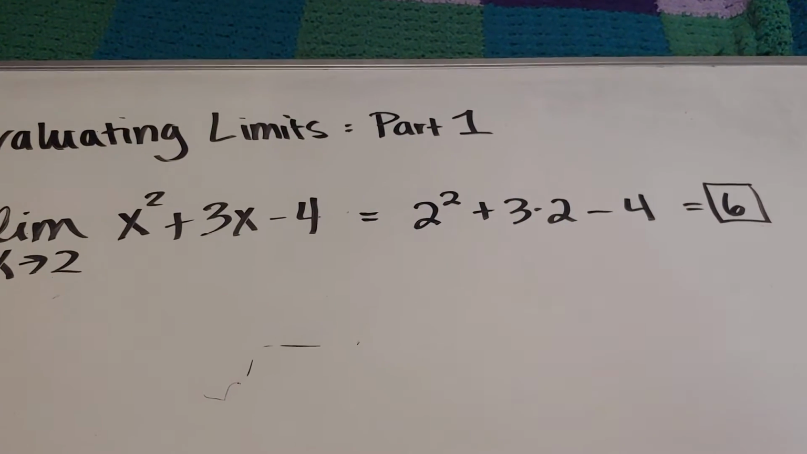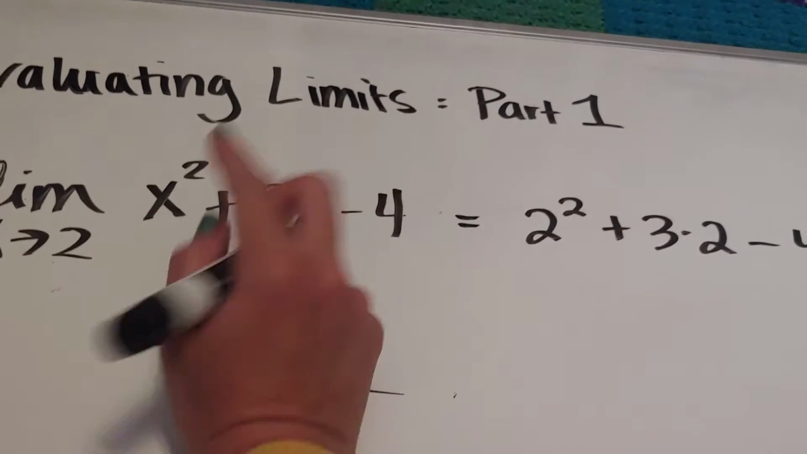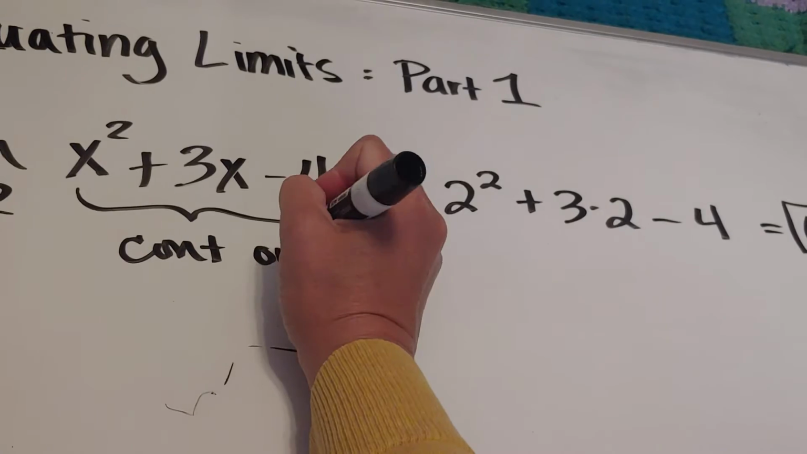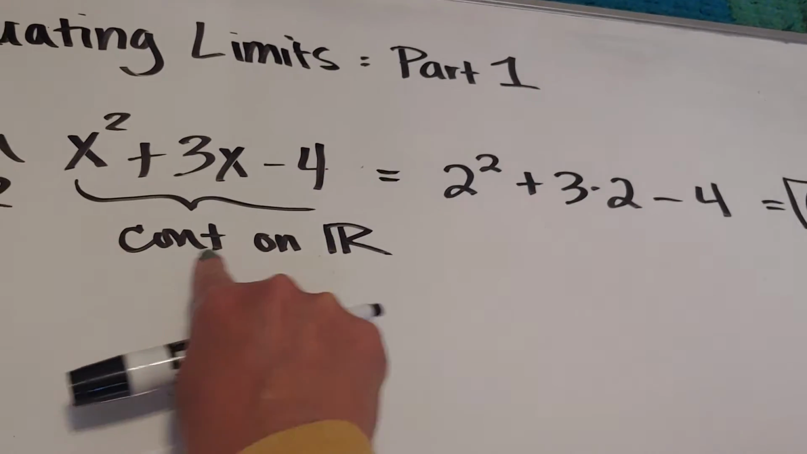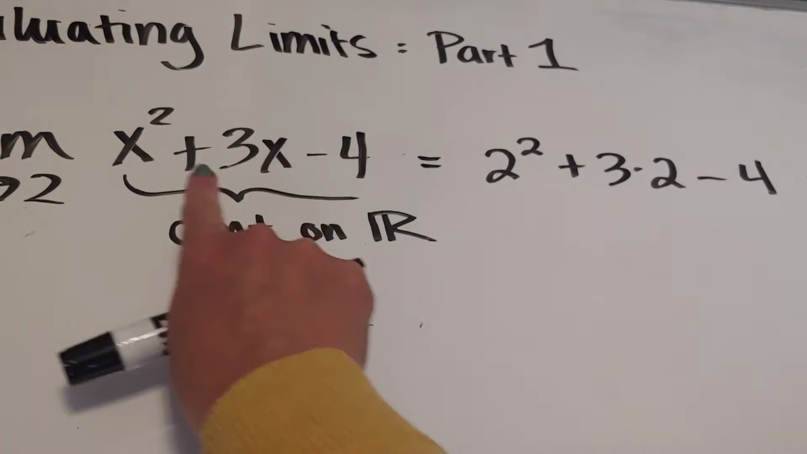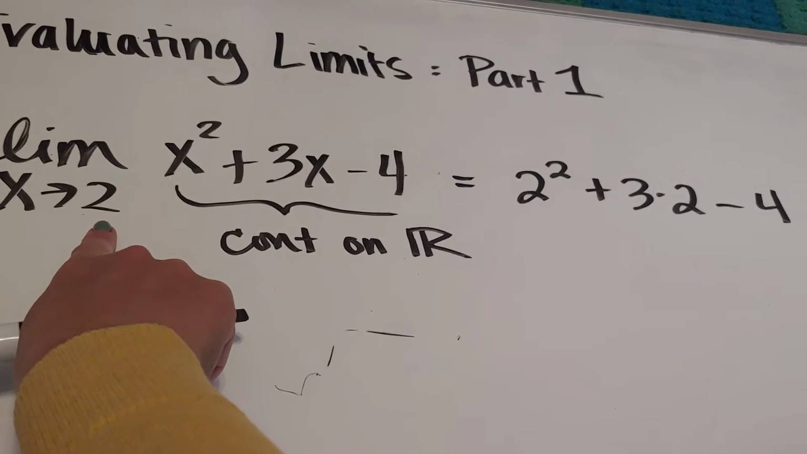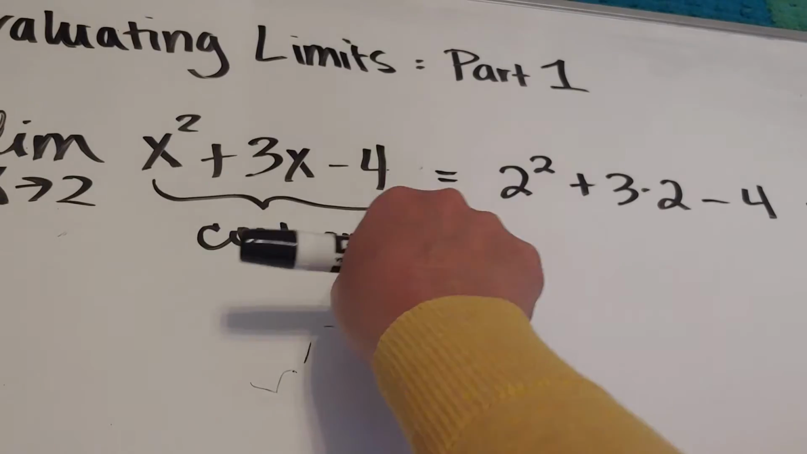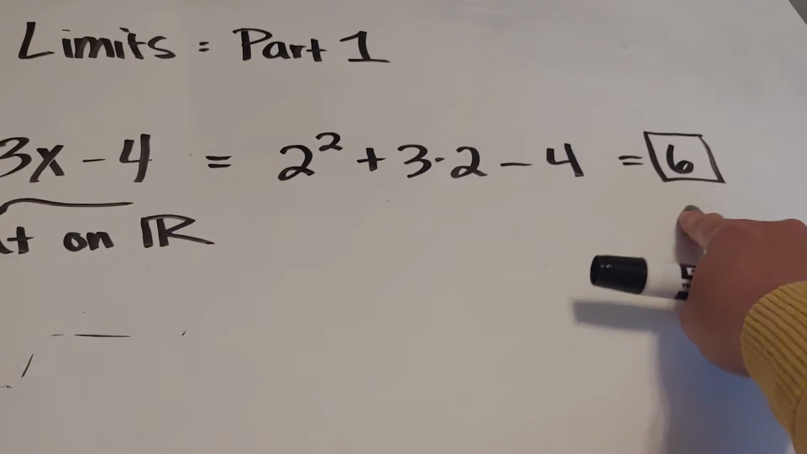Now, why did that work? Why was that so simple? Because this function is continuous everywhere. And the fast way of saying that is continuous on the reals. So this is continuous everywhere. So if you ask me about the point number 2, or what's the y value at x is 2, it's like, dude, this is continuous everywhere. It's just the y value.